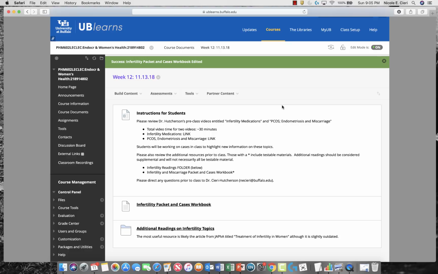The infertility packet and cases workbook will really be your guide for what to study for the exam. There are additional readings posted on infertility topics. The most useful one is probably the article in JAFA, which really talks about the pharmacist's role in treatment of infertility, so I highlighted that one under the additional readings and topics. But really the testable material and what you want to know is in the infertility packet and workbook.